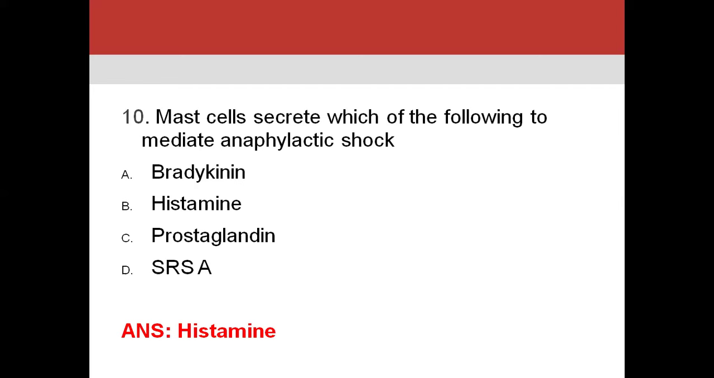So how is this histamine formed? It is formed by decarboxylation of histidine. This histidine is present in the granules of mast cells, basophils, and platelets. This histamine causes vasodilatation, increased capillary permeability, and contraction of smooth muscle. So here the right answer is histamine.